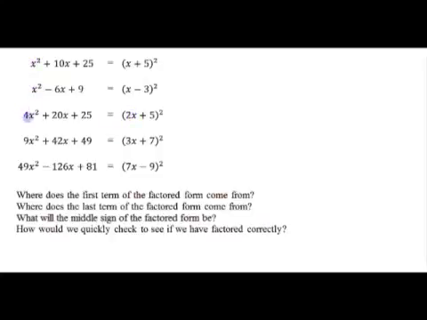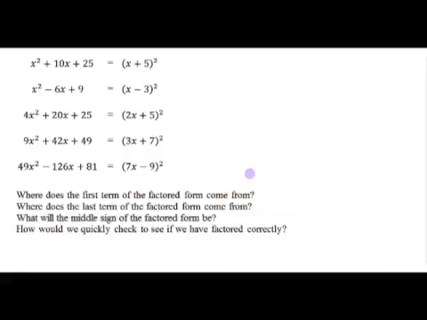2x is the square root of 4x squared. 7x is the square root of 49x squared. Where does the last term of the factored form come from? Right here, it's the square root of this. 3 is the square root of 9. 7 is the square root of 49. 9 is the square root of 81.